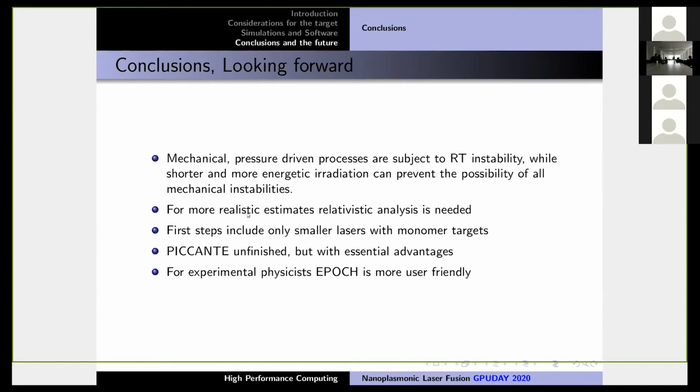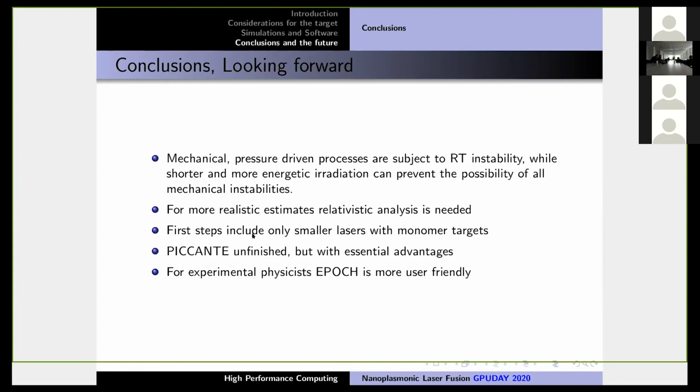And finally, arriving at the conclusion, the mechanical pressure-driven processes are subject to Rayleigh-Taylor instabilities. Our research group aims to solve that problem with adjustable absorption of a target, and for more realistic estimates, we need a relativistic analysis.